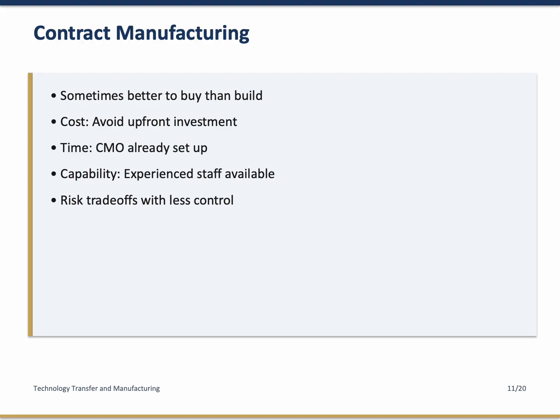Sometimes it is better to buy rather than build manufacturing capability. Cost considerations allow avoiding significant upfront investment and conserving money for future use when growing sales better support expansion. Time is saved because the contract manufacturer is already set up for business, speeding setup, time to market, and troubleshooting. Capability advantages come from experienced CMO staff who have done this before. Capacity flexibility allows adjusting quantities produced depending on demand.